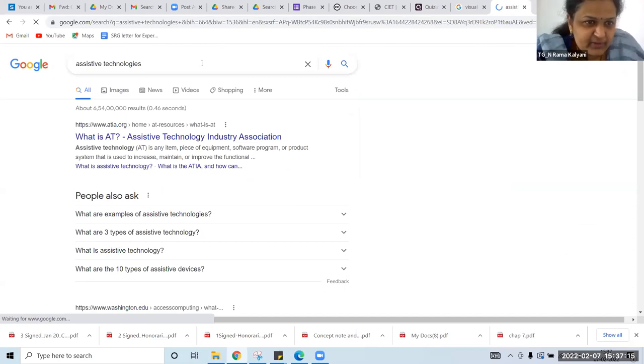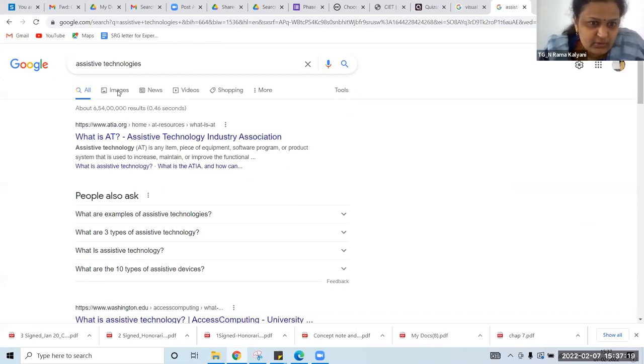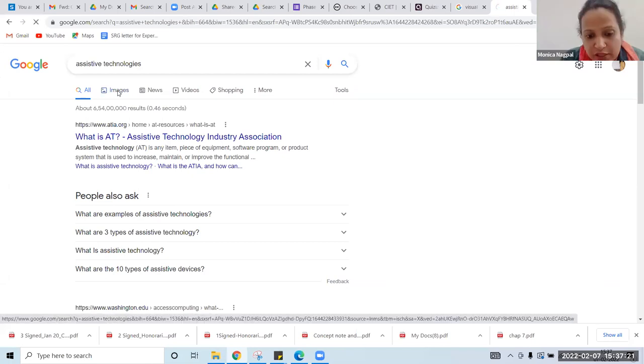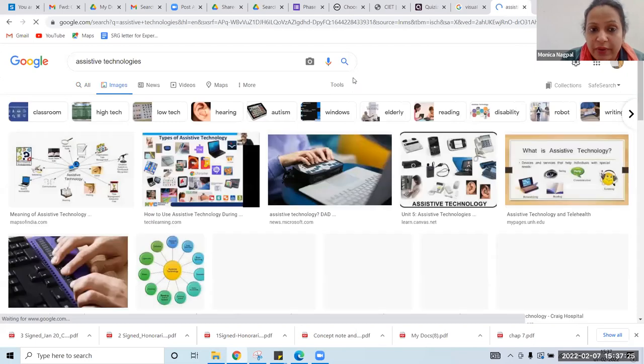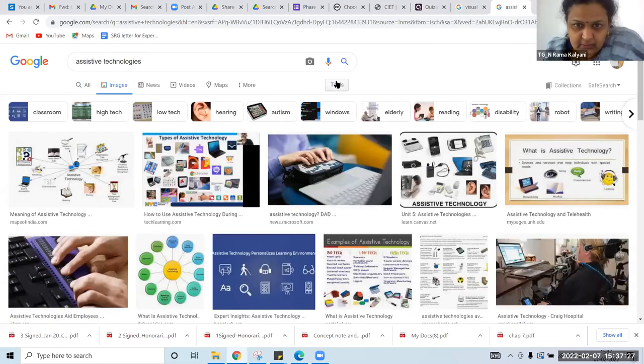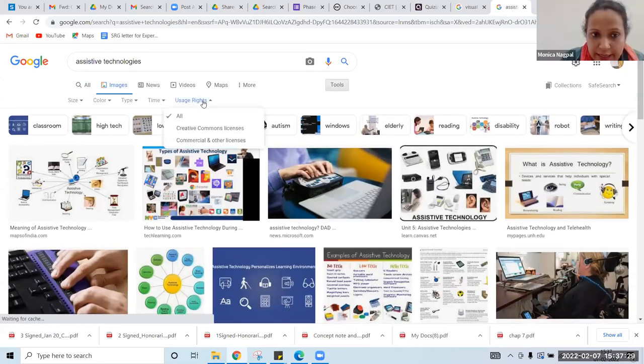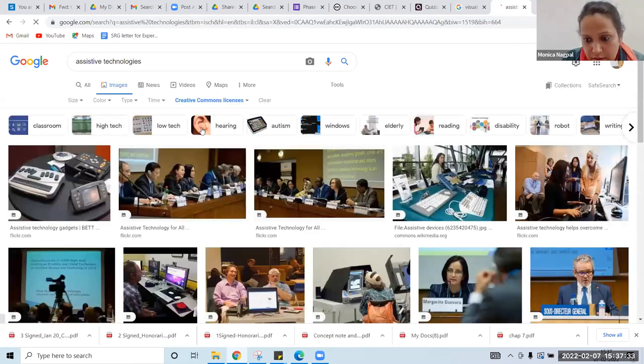Click on Images first, ma'am. Images, and then go. For images, this is the one. When you go to Images, this is the button. You go to Tools, Usage rights, and you can select Creative Commons. Okay, ma'am? No, not for images. I would like to take the print material, PDF material.